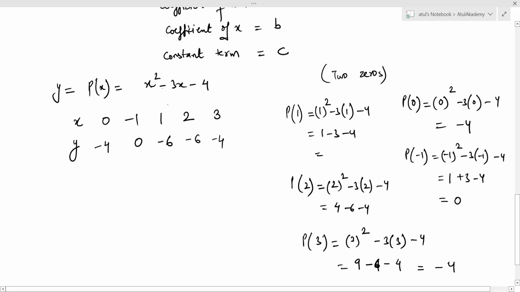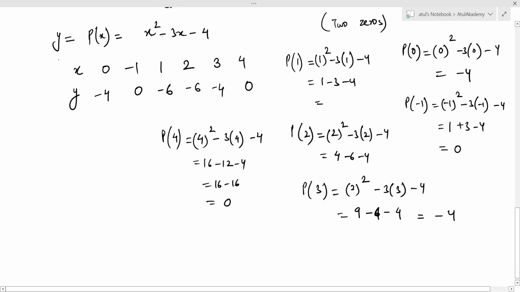If I put x as 4, what will I get? Let's check that also. 4 square minus 3 into 4 minus 4, so that's 16 minus 16, which is again coming out to be 0. So for 4 it is 0. I think these are enough values to plot.